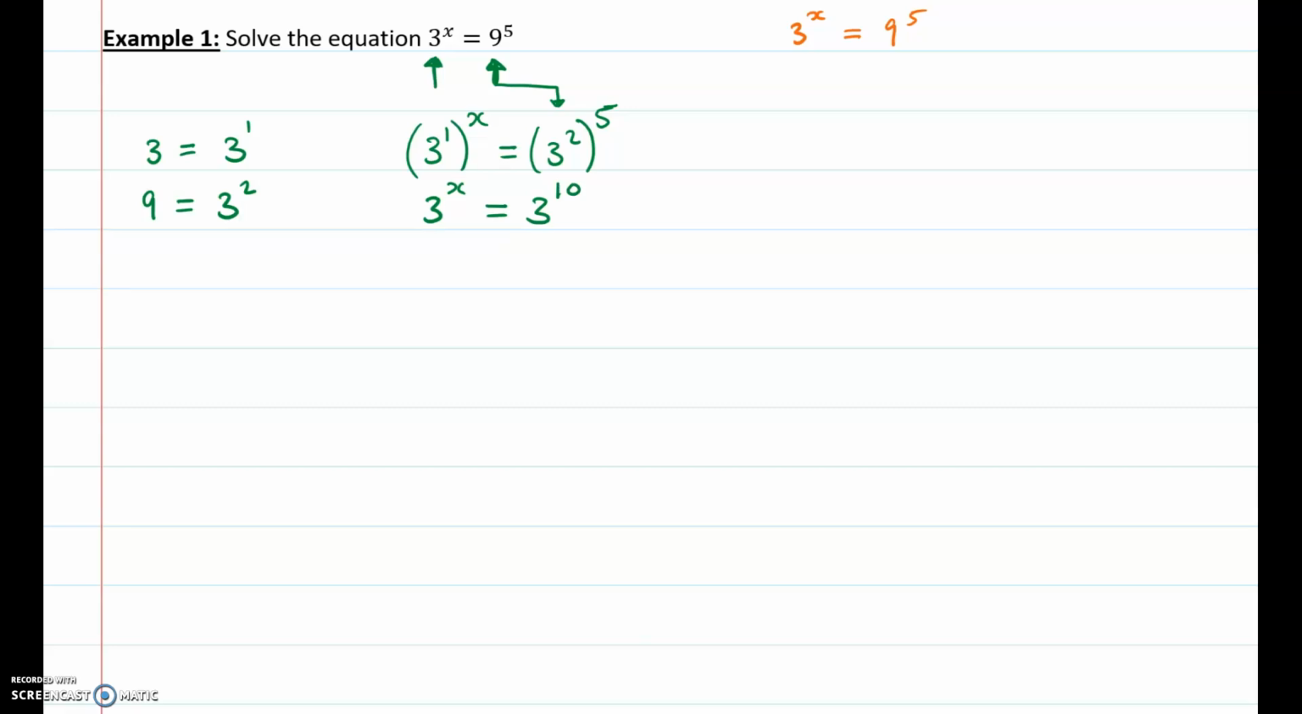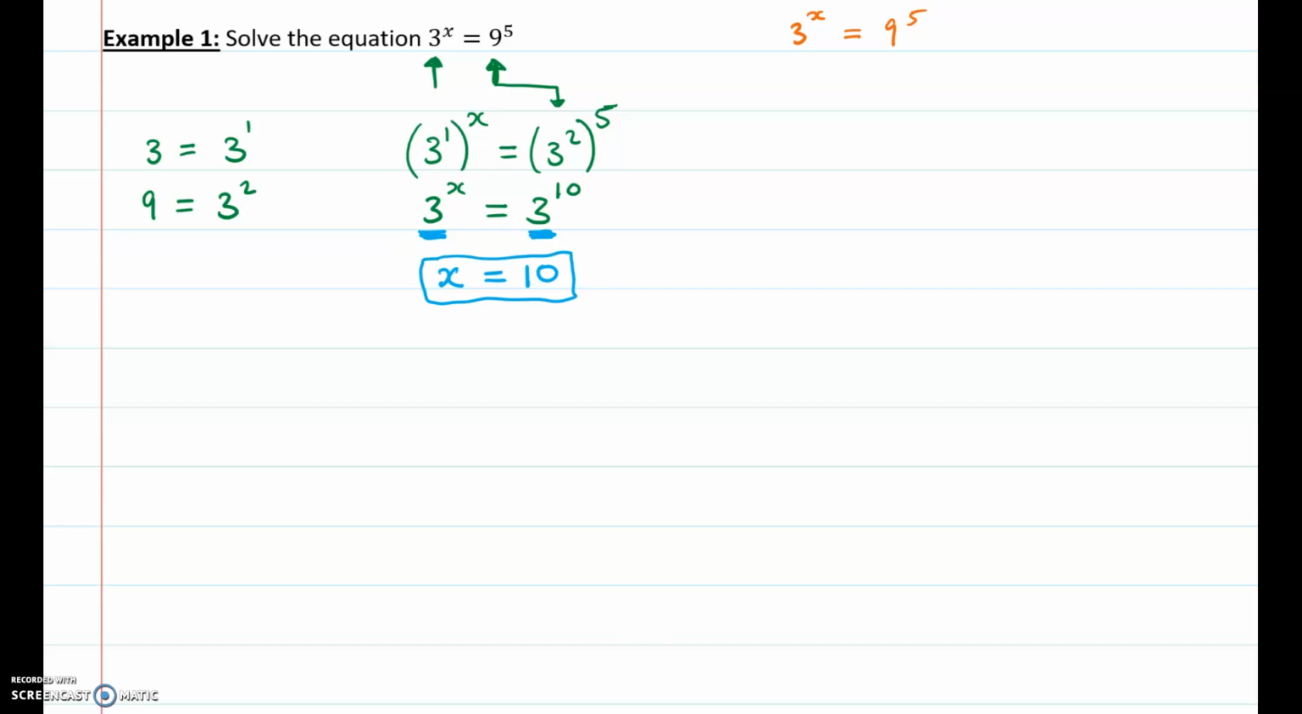Now, at this point, what you can see is that the bases on each side of the equation are the same. Base 3 on the left, base 3 on the right of the equal sign. So if the bases are the same, and the entire terms are the same, then the exponents must be the same as well. And that tells you that the exponent on the left, x, has to be equal to the exponent on the right, 10. And that's it. X equals 10.